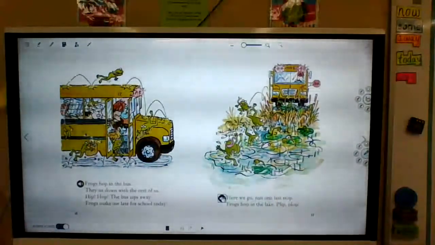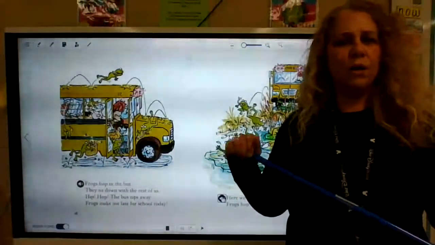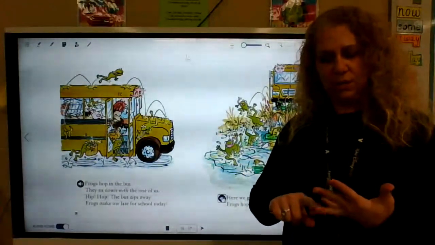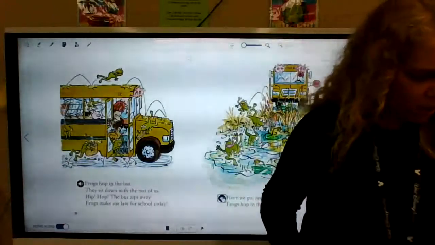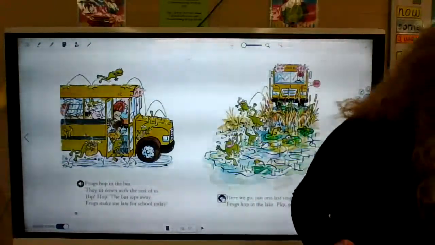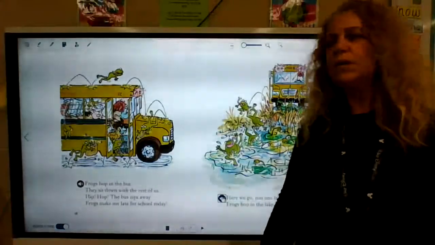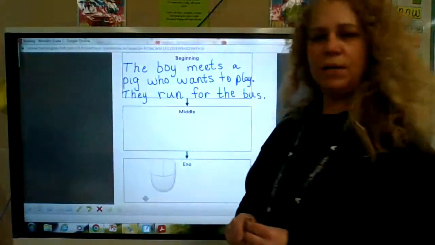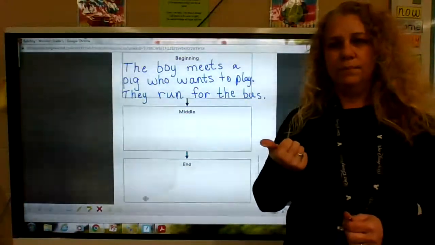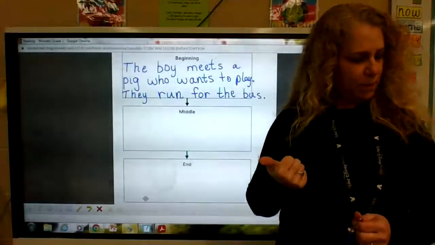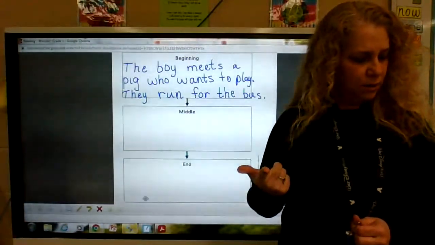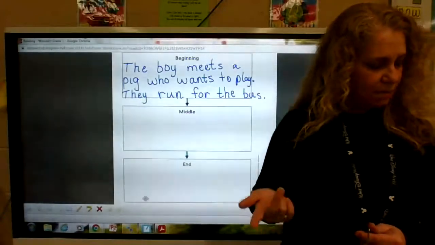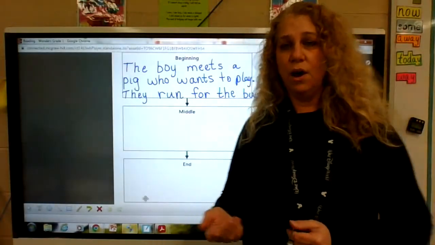Okay, so now in the middle of the story, what is happening? Which animals did what so far? Because we might want to start adding to our middle. After the pig, who gets on the bus? Let's think of that. Let's look at our chart. Apes, the frogs, and who is with the apes? The duck. Okay, so we have apes, a duck, and frogs get on the bus too.